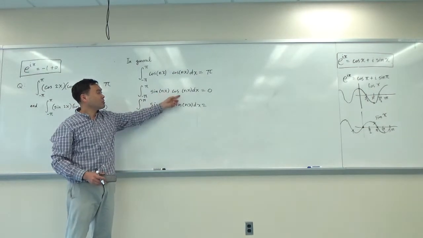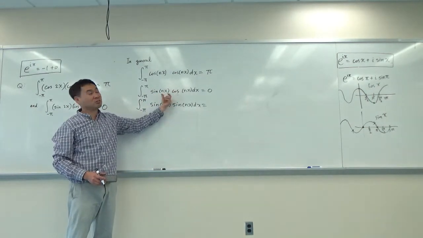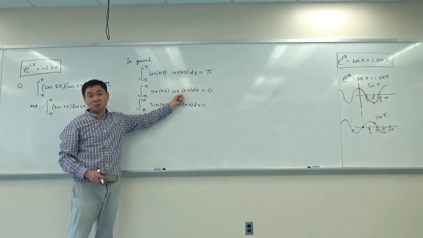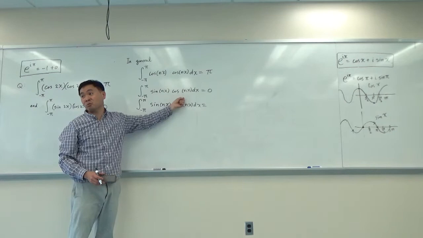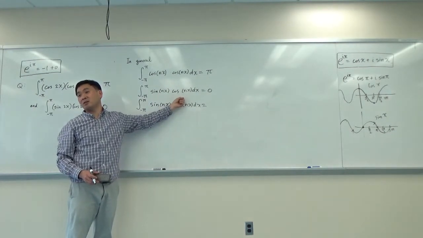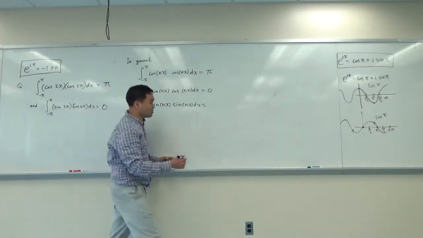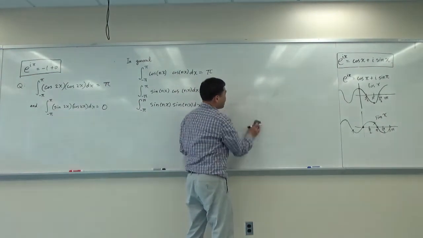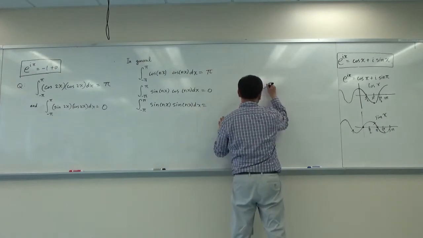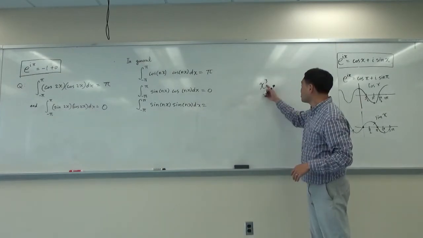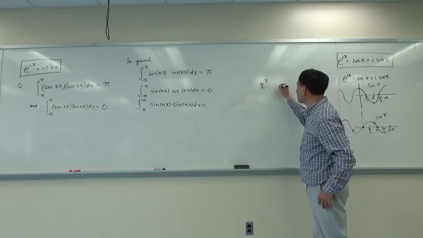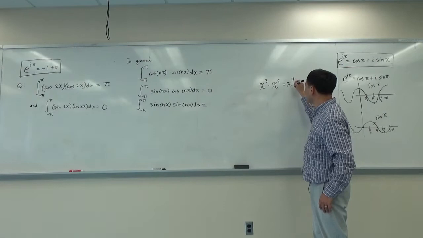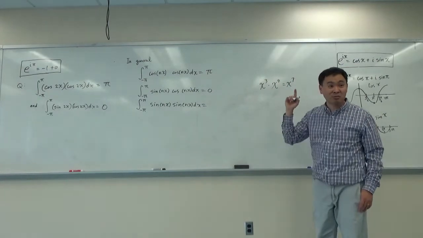Here, there's actually another reason why this should be 0. This is what's called an odd function, and that's an even function. If you multiply an odd function by an even function, what would you get? Still odd. So here's an odd function, right? x to an odd power is an odd function. If you multiply by an even function, you get an odd function.